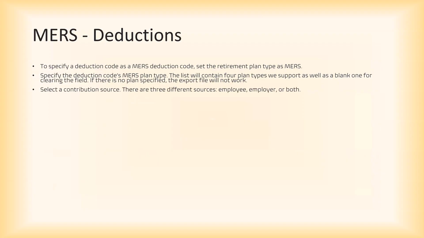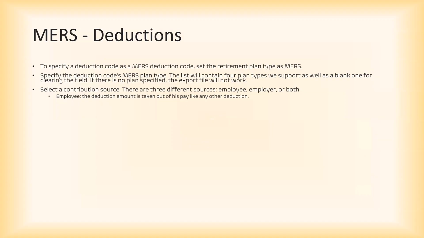So you can select a contribution source. There are three different sources: employee, employer, or both. Our current version of software that you have doesn't have that. Our release that we are planning on releasing, assuming all testing goes well this week, we're in the final stages of testing, so that should be released where you now have employee, employer, or both. I think before it's just employee or employer for the contribution source.